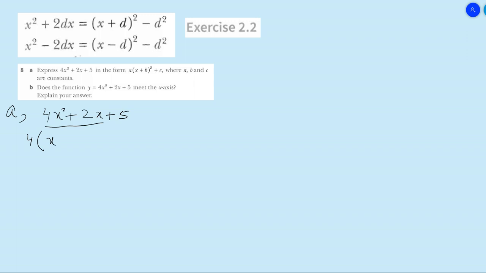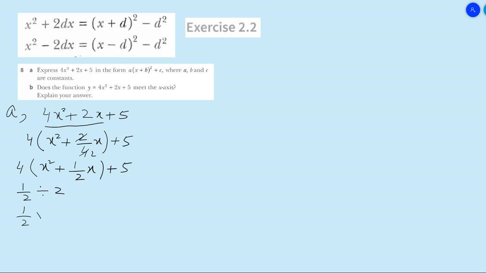So 4 ones are 4, this is x square, and this is 2, this is 4. So it should be 2 upon 4x. And this plus 5 remains plus 5. Now, second step is simplify this 2 and 4, 2 to the 4. So it will be 1 upon 2x plus 5. Now focus on the coefficient of x. The coefficient of x is 1 upon 2. So always divide the coefficient of x by 2. So it will be 1 upon 2.